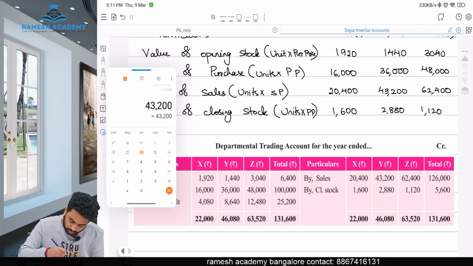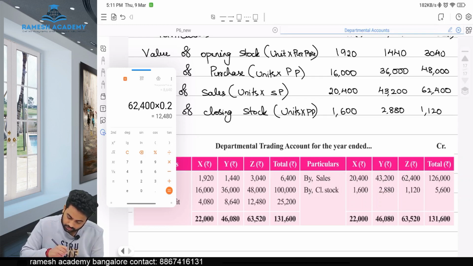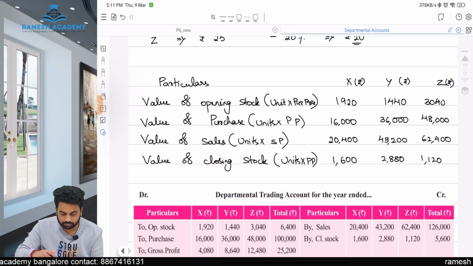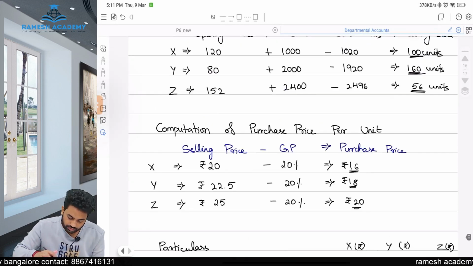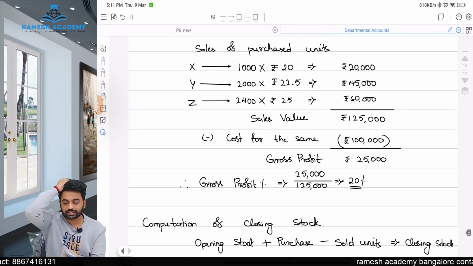43,200 into 20% is 8,640 done. 62,400 into 20%, 12,480 done. Okay, that's it. Simple question. It's clear, right? You people know, right? Now what to do when they ask this kind of question?